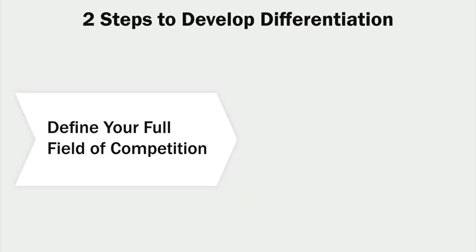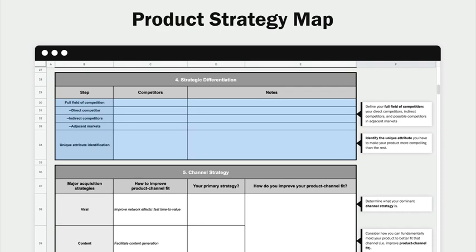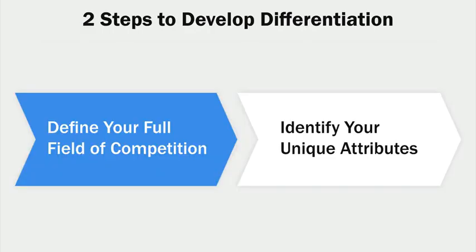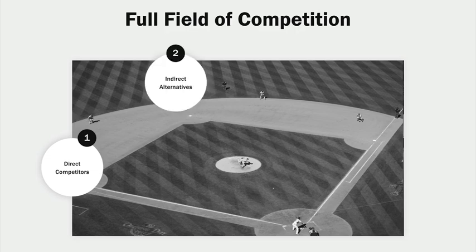To properly define your strategic differentiation, we'll use a two-step process. One, define your full field of competition. Two, identify your unique attributes. As with the other strategic dimensions, this process is mapped out on the product strategy map template. The first step is defining your full field of competition so that you don't differentiate solely against your direct competitors. The full field of competition consists of three categories: direct competitors, indirect alternatives, and adjacent markets.